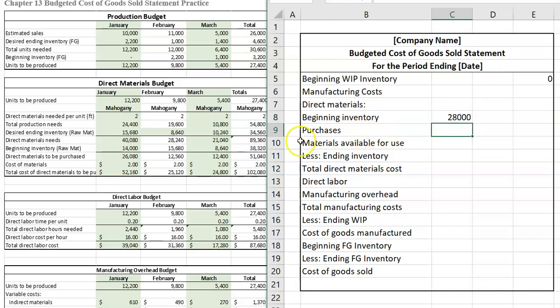Moving on to our purchases. This is our direct materials purchases budget. It doesn't really specify here, but this helps us decide how much we are actually spending on purchasing materials. That would be $102,080.